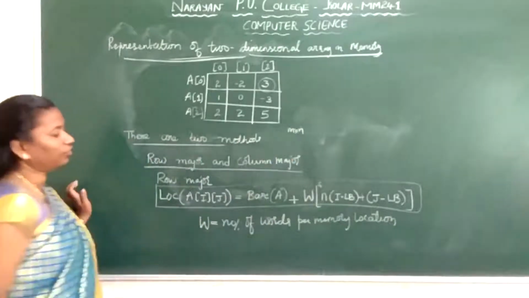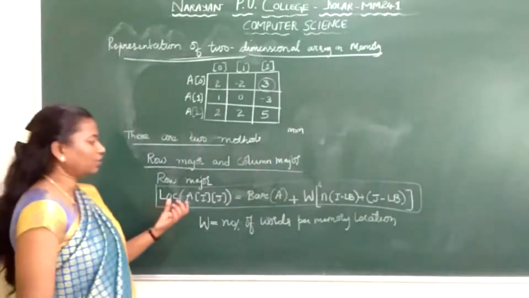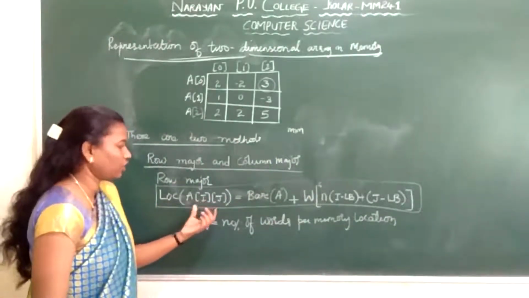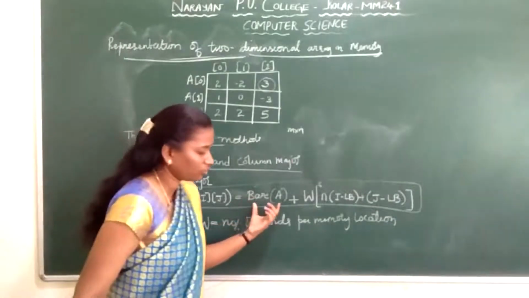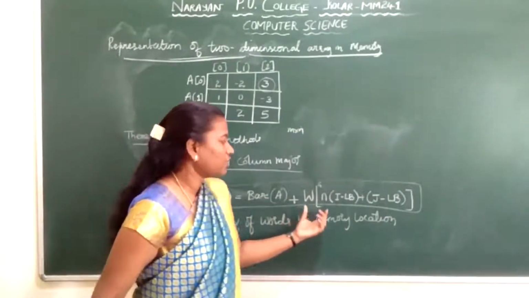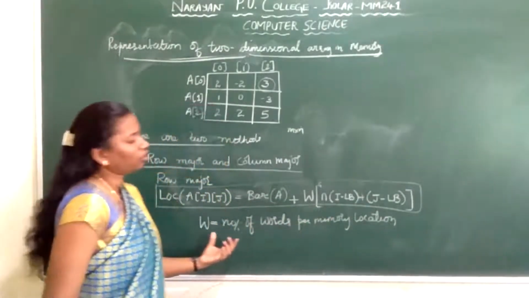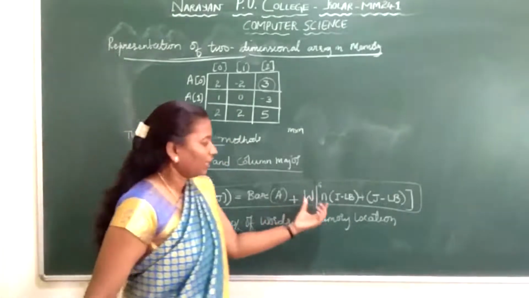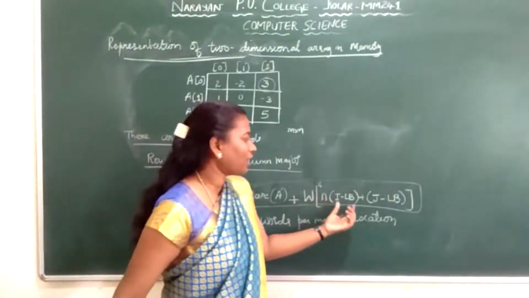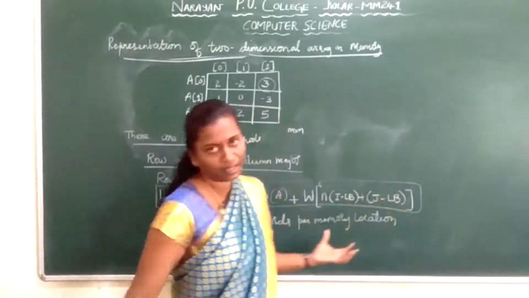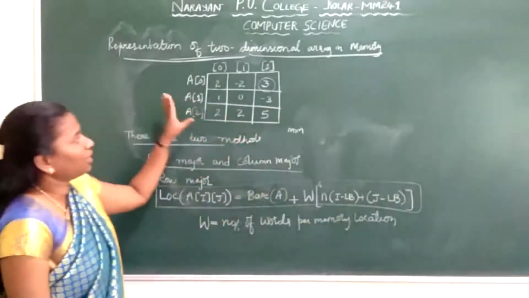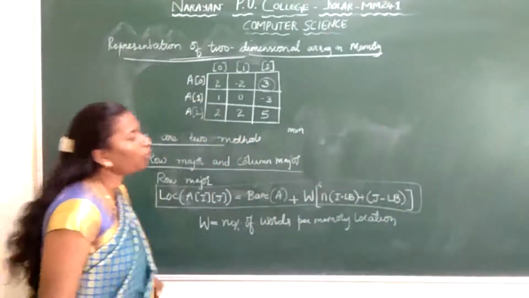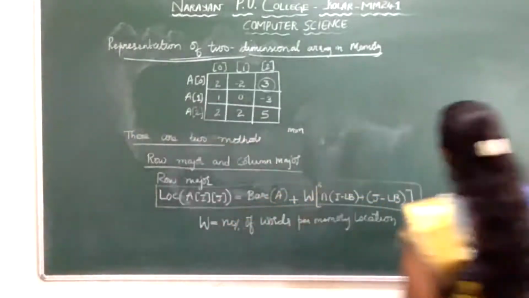To calculate the location of the given element A of I, j, we have to use the formula base of A plus W, where W is nothing but the number of words per memory location, into N of I minus LB plus J minus LB. So now I'll just mention the row major. In the row major, how are we going to represent the elements?